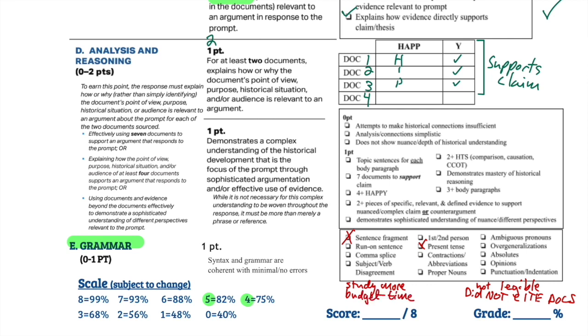If you only write one paragraph for your whole essay, then I would put "budget your time," because maybe you spent the entire hour reading the documents and not writing your essay. That's going to be the feedback that you get back from me.